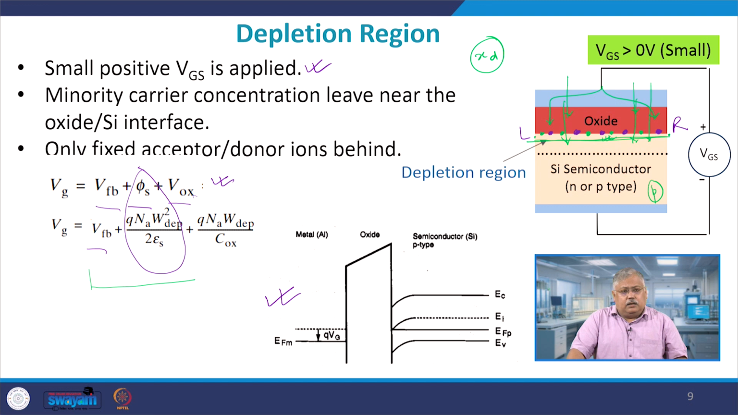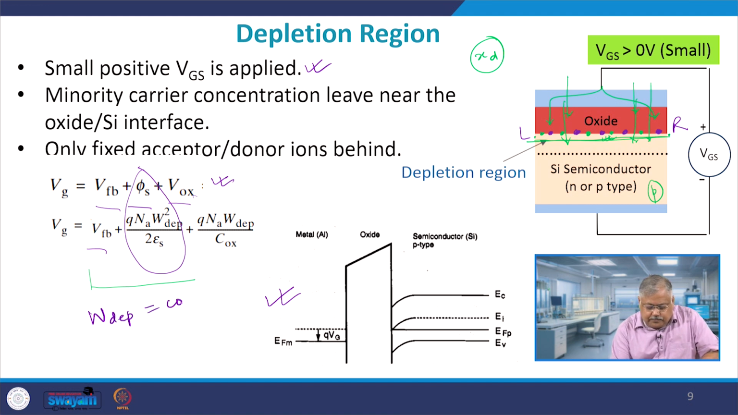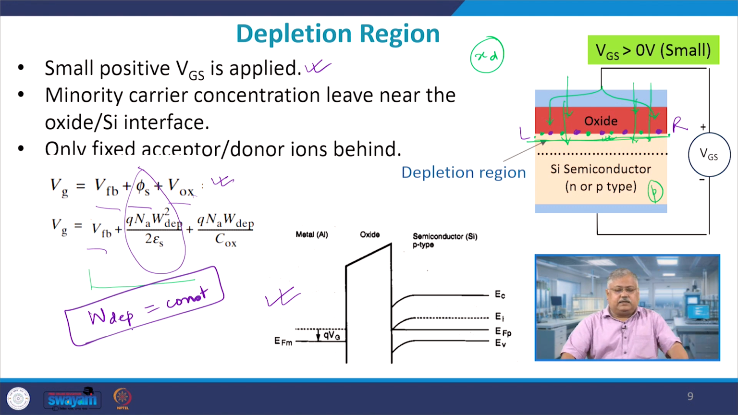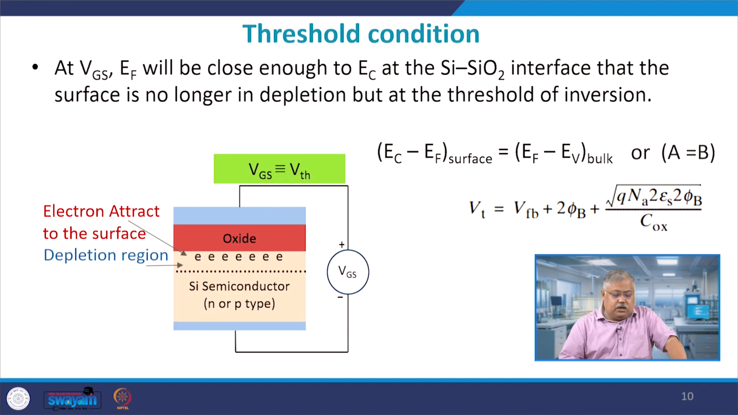And this one is relatively easy to handle, because I am again assuming that W depletion is constant. In reality, that is not true when you apply an external bias either on the drain side or on the source side of a MOS device, right. So, this is the depletion region. Let me come to the very important part, and that is known as the threshold condition.